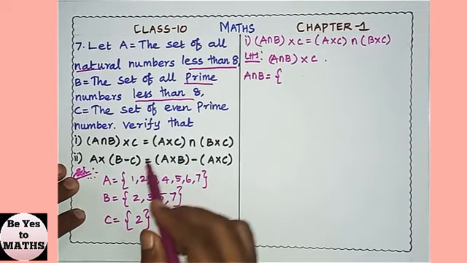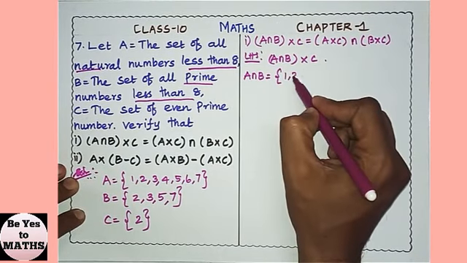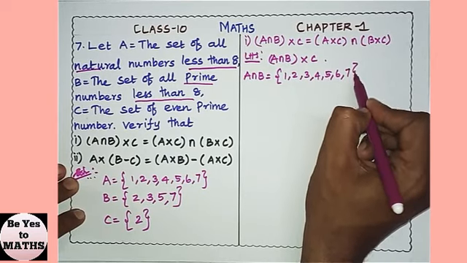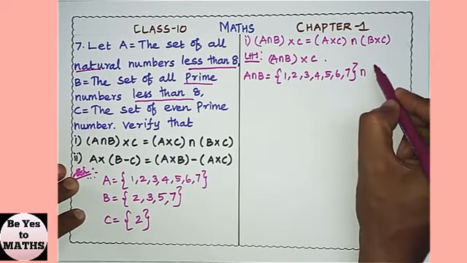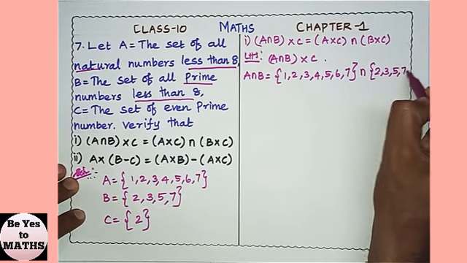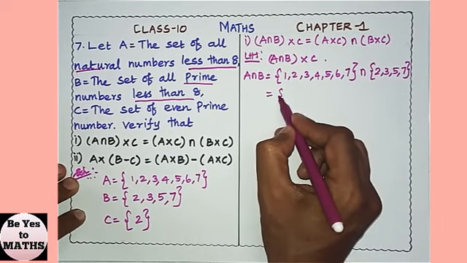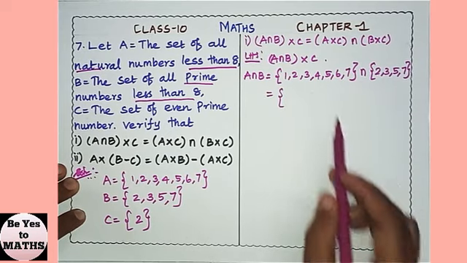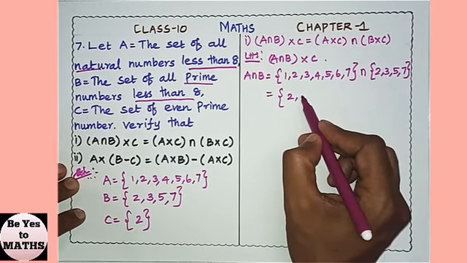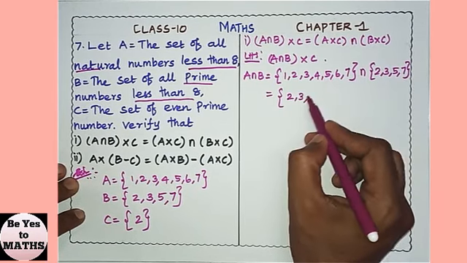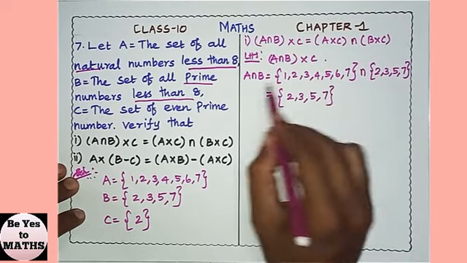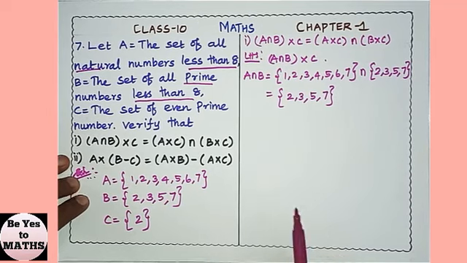A set is 1, 2, 3, 4, 5, 6 and 7. Intersection B set is 2, 3, 5, 7. Here we have intersection, so the common elements in these two sets: 2 we have, 3 we have, 4 no, 5 we have, 6 we don't have, 7 we have. So A intersection B is 2, 3, 5, 7.